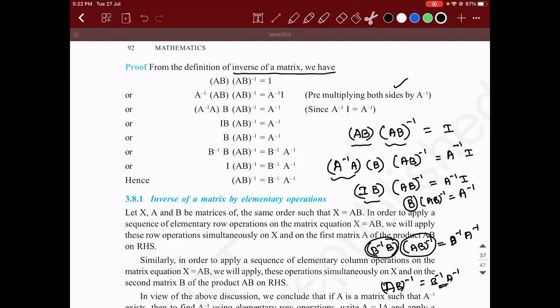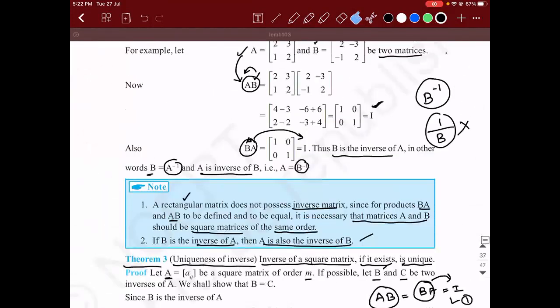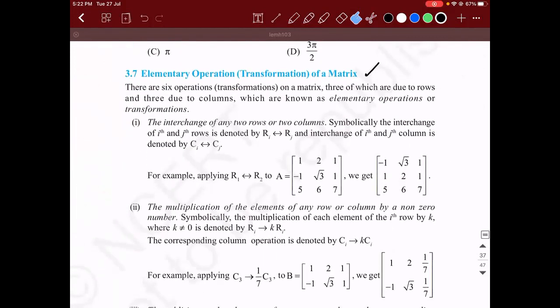Done? Okay. Now, there are certain elementary transformations that we can do to find the inverse of a matrix. So what are all the elementary operations we are allowed to do?